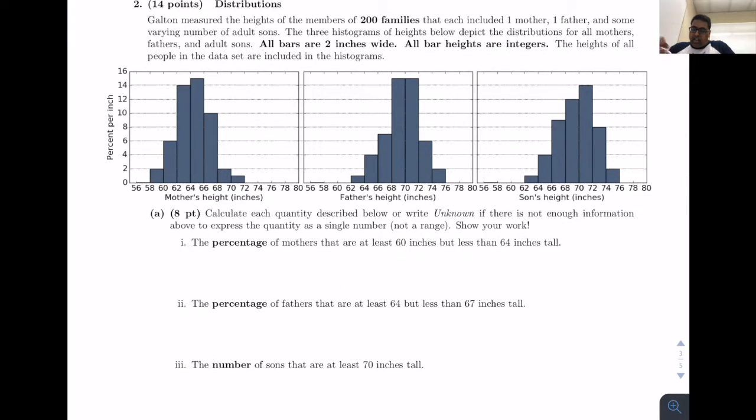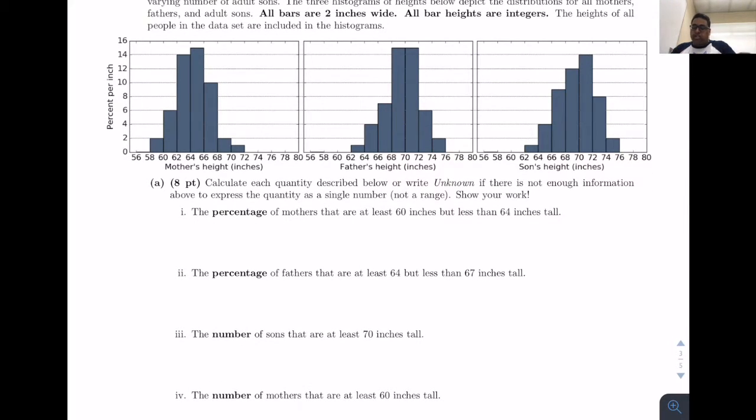And so we go ahead and look at our mothers' histogram. We see we have a bin that includes 60 and 62, and we have a bin that includes 62 and 64, and we see that, okay, this is perfect. 60 and 64 are both endpoints of bins, so we can accurately describe the data in between them, so we can just use the histogram formulas that we're used to. Since we know that this is a histogram, the area of all bars must be 100%.